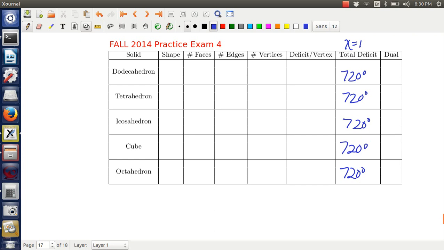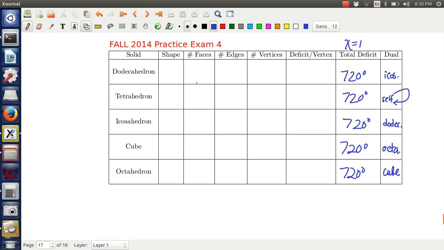Well, I know that the tetrahedron is self-dual. It's the cube and the octahedron. Those guys are duals. And the icosahedron and the dodecahedron are duals.